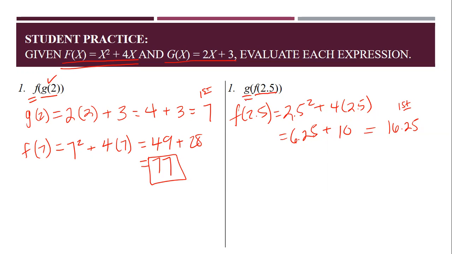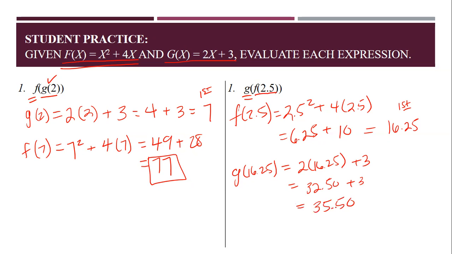So I'm now going to take that value and plug it into g. So we get g of 16.25 equals 2 times 16.25 plus 3. That equals 32.50 plus 3. That equals 35.50. That's my final output.